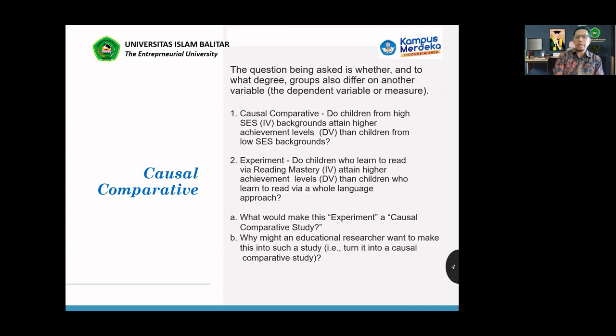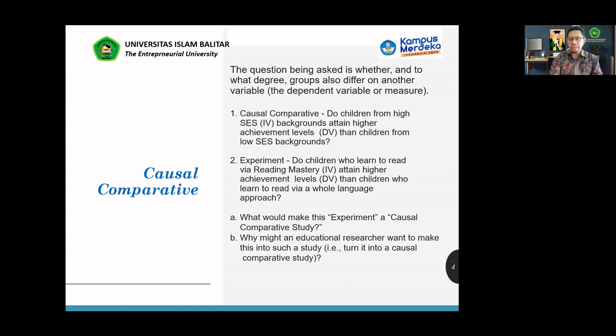Second question is, why might educational researchers want to make this into such a study? Lalu kenapa kita sebagai peneliti pendidikan menginginkan untuk memakainya, untuk menggunakan desain causal comparative study? Okay. So these two questions need to be answered, and I want you to have discussion before I explain to you.